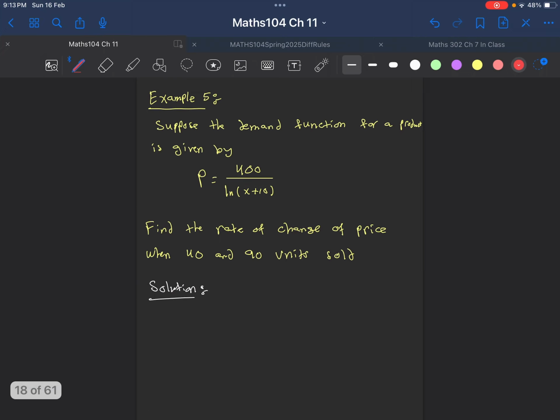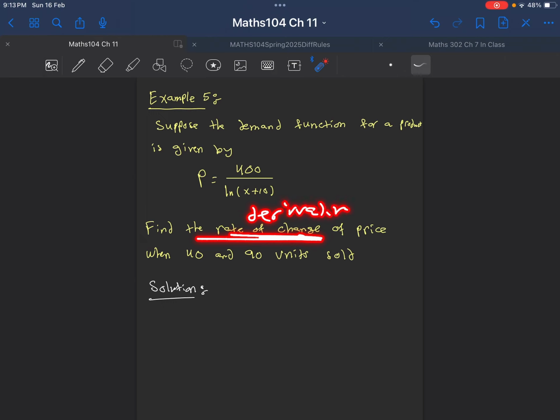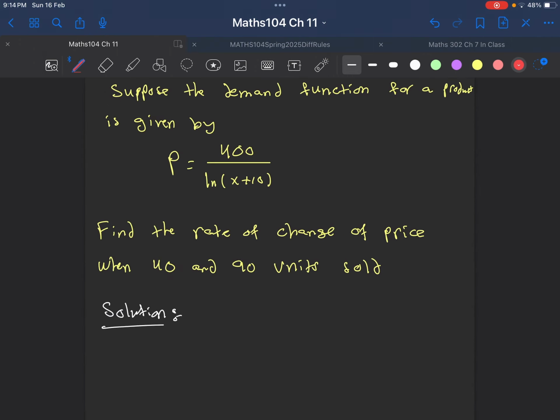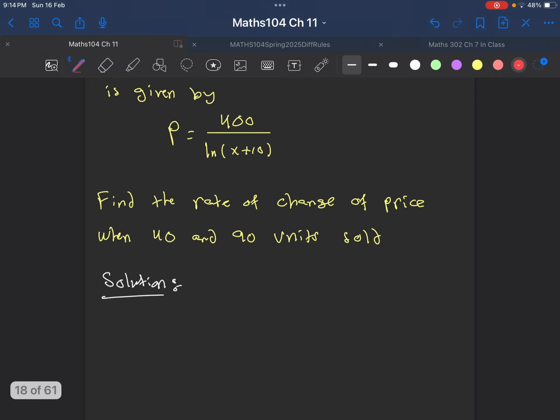Next question, which is again the same. It says that you have this demand function. We need to find the rate of change. Remember, rate of change means we need to find the derivative. So how do we find the derivative of such a function? We can use the same idea we just did. I will just take the derivative directly. I will use the quotient rule. You can use any rule you want, but the quotient rule can be used as well.